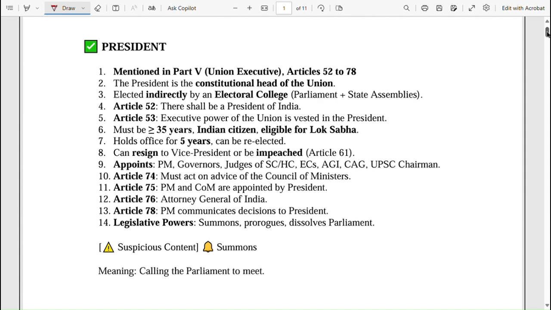The President is mentioned in Part 5 of the Constitution, under Articles 52 to 78. The President, he or she, is the constitutional head of the Union government. So, how is the President elected? The President is indirectly elected. You should know the difference between indirect and direct election.